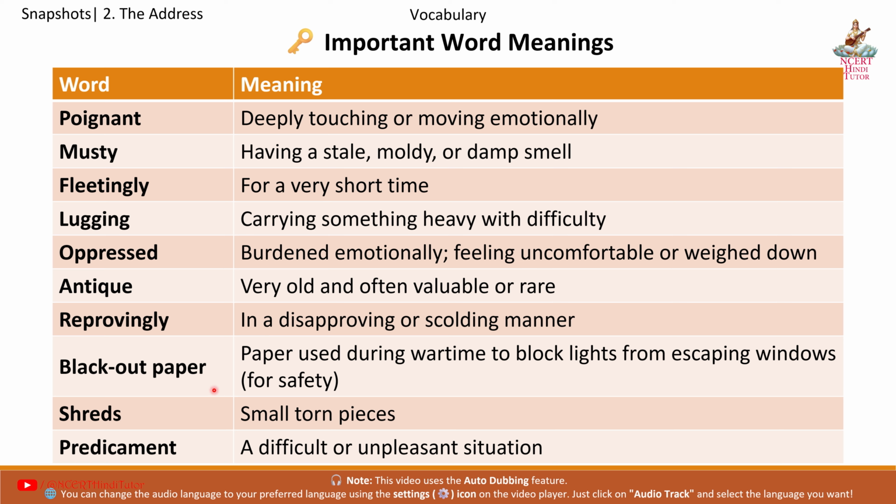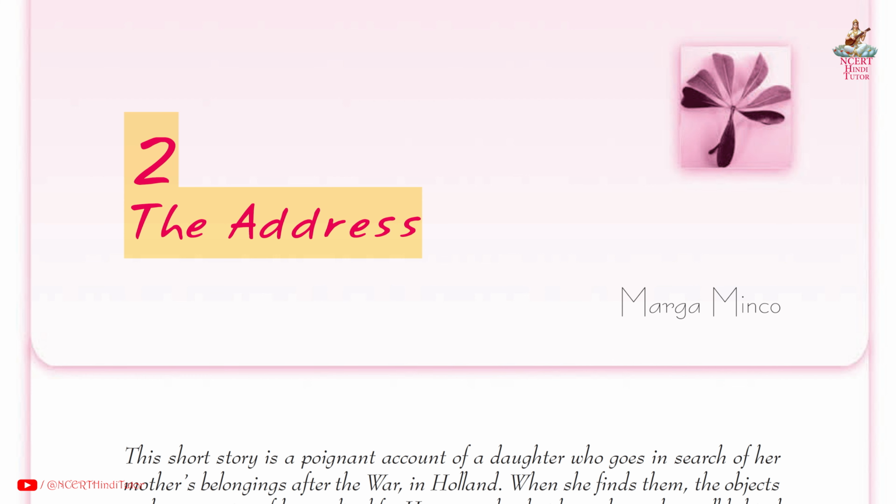Next, blackout paper, paper used during wartime to block lights from escaping windows for safety. Next, shreds, small torn pieces. Next, predicament, a difficult or unpleasant situation. So friends, we have studied summary, message and vocabulary from chapter 2, The Address. We will do question answers of this chapter in a separate video.